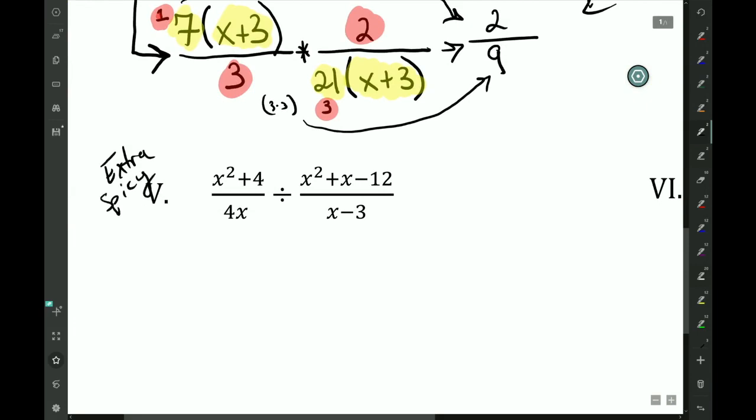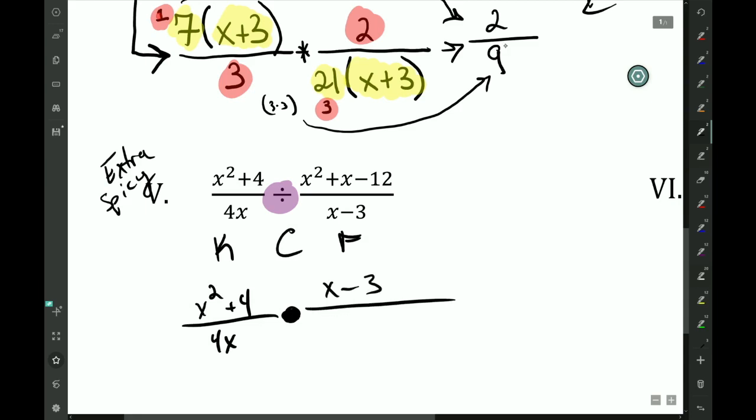So, first things first, what does that mean to do? Keep, flip, change. KFC. Going to KFC. KFC. X squared plus 4 over 4x. Change the multiplication. Boom, boom, boom. And we're going to flip this whole guy upside down.